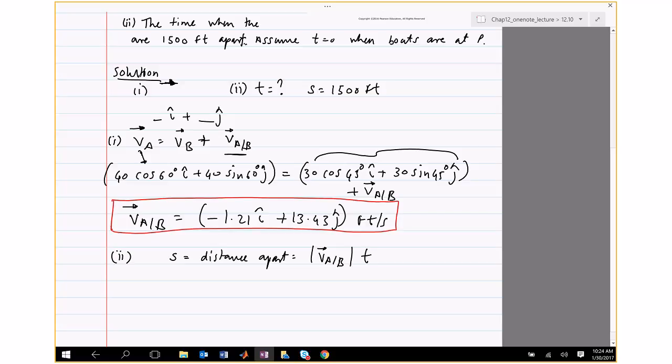Okay. So S is 1500. The magnitude of VA with respect to B is the square root of the square of the x component plus the square of the y component, times time, and so time comes out to be 1.26 seconds. Okay, as I said, this is just one way to do it. It's probably the simpler way.